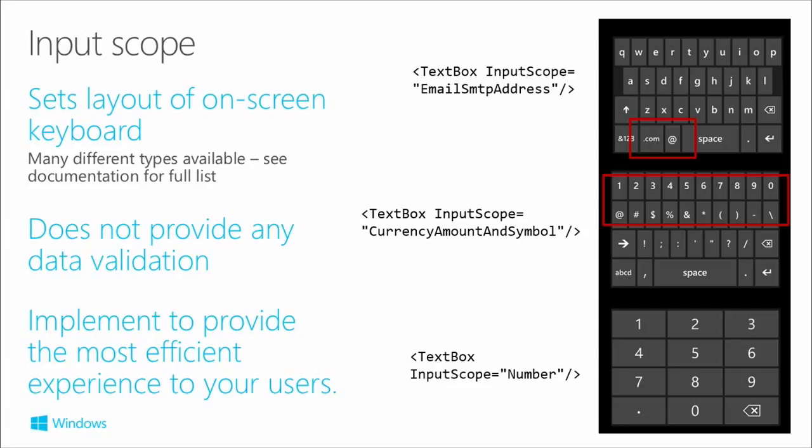You can consider them to be hints to the phone, and it will do its best guess to try and give you the appropriate keyboard, depending on which locale you're in and all that sort of thing. This middle one there, currency amount and symbol, is numbers and currency symbols. And then the bottom one is just a number one. So you can really help the usability of your app by putting the right input scope depending on the kind of data you are expecting them to put in.